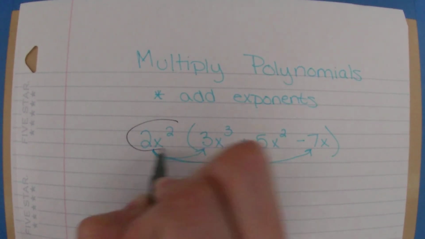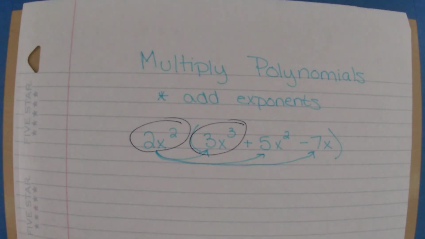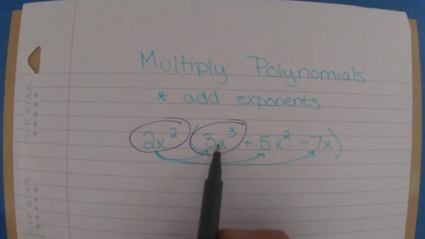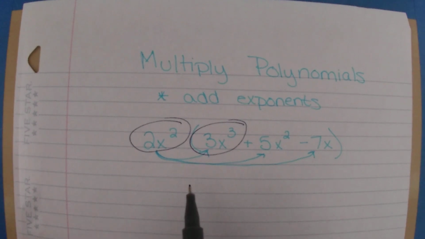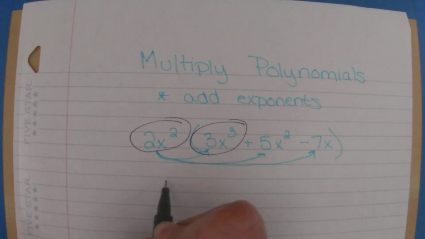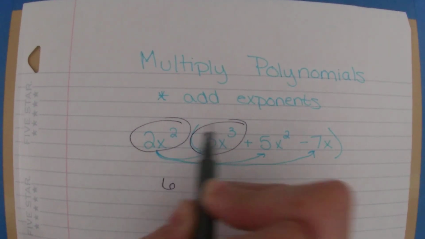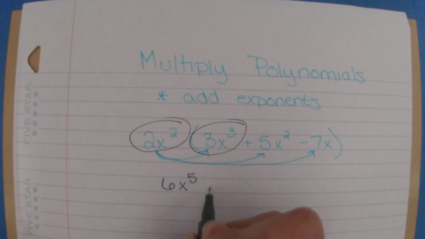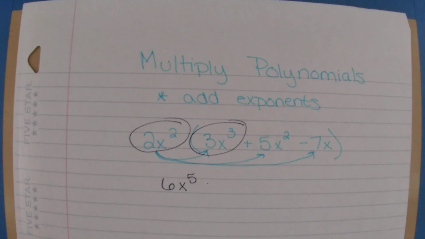So we want to take 2x squared times 3x to the third. So we multiply the big numbers in front because 2 and 3 function like they always have. So 2 times 3 is 6. And then we add the exponents. So 2 plus 3 gives us x to the fifth. Okay, and then we will move on to the next one.